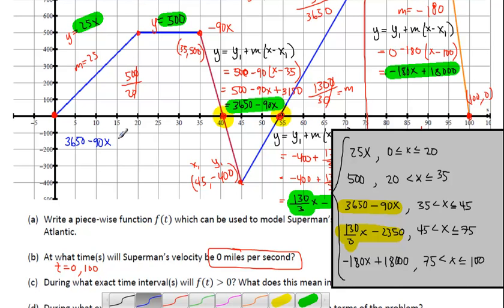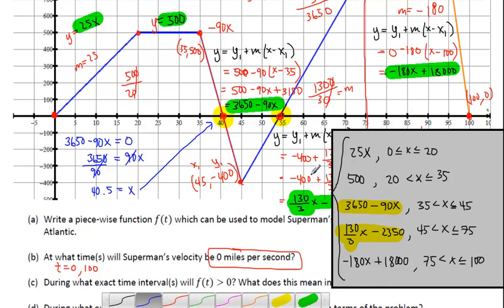3650 minus 90x, set it equal to 0. I'm going to bring the 90x to the right side. Then you divide by 90. The zeros cancel out. 9 goes into 36 4 times, and maybe 5-ish. So about 40.5, or if you just wanted to, you could reduce it or leave it as 365 over 9. So that's that place.